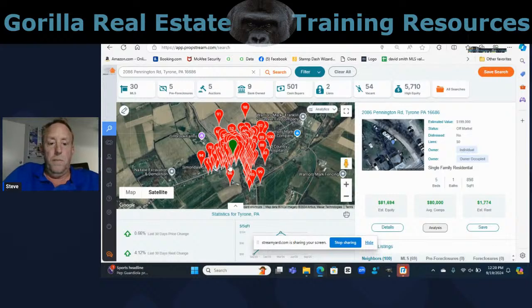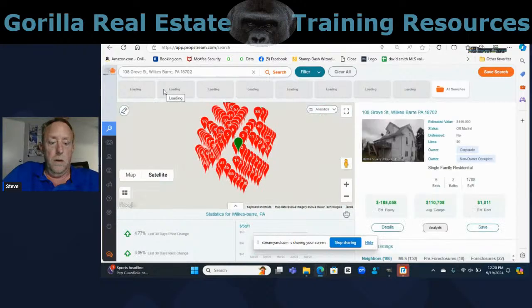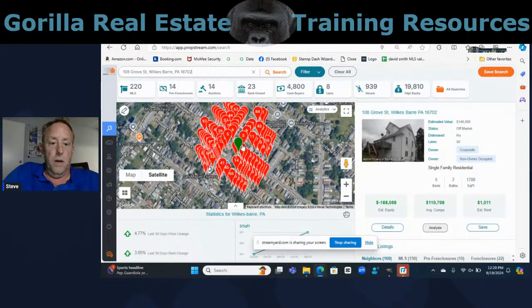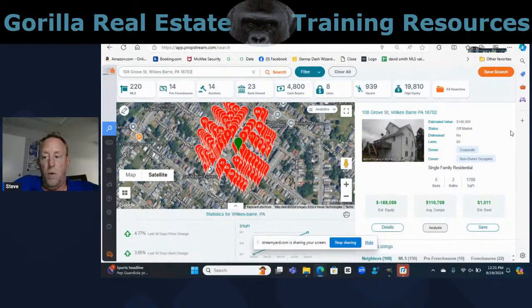So with PropStream, I put in an address, and of course it comes up with that. And this is my property, and these are the properties around it. Now, it shows you a lot of very good, useful information. I can pick on PropStream all I want, but they do provide a lot of data. Estimated equity negative $188,000. That's part of a portfolio loan where we owe like $500,000, and I don't know what's giving that math, but anyway.